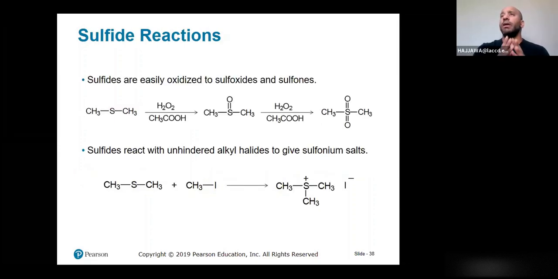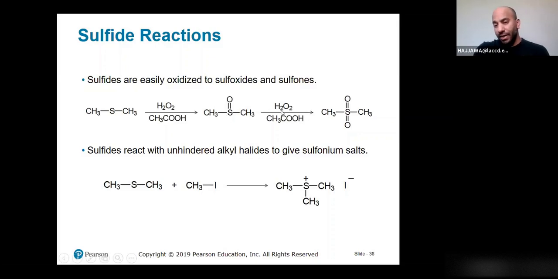For sulfide reactions, we can do oxidation to generate useful compounds such as DMSO. We see DMSO as an example of a polar aprotic solvent. So we have dimethyl sulfide being oxidized. H2O2, acetic acid will be the oxidation condition, and that will basically insert a sulfinyl group.